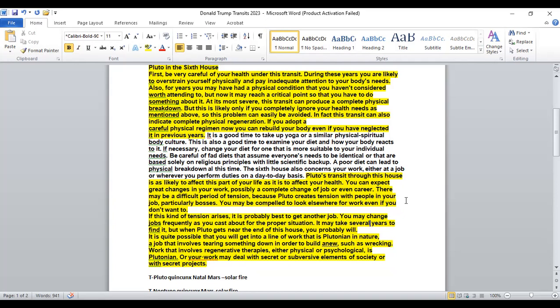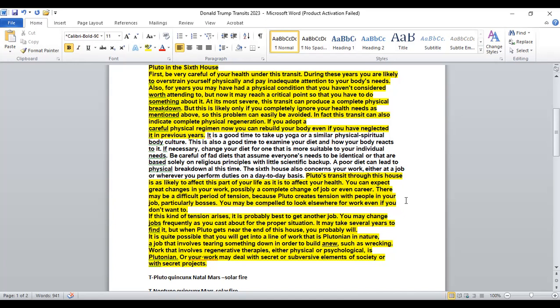But this is interesting. Keep the thing about the job change or career, because if he does that, then it will change. Or other things. There may be a difficult period of tension because Pluto creates tension with people in your job, particularly bosses. You may be compelled to look elsewhere for work. Okay, but we got to try to transpose this onto the person. So sometimes it doesn't always line up how it's written, but I think you get the idea. If this kind of tension arises, it's probably best to get another job. You may change jobs frequently as you cast about for the proper situation. It may take several years to find, but when Pluto gets near the end of this house, the sixth house, you probably will.